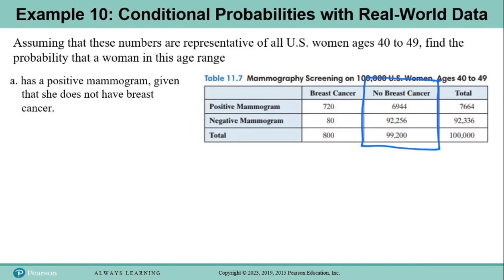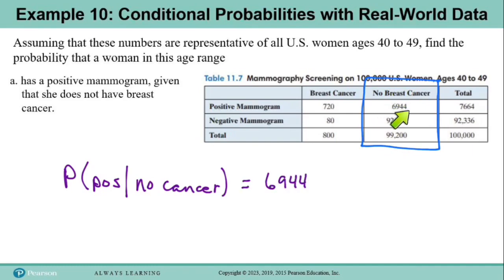So to write it in our conditional probability notation, we would say the probability of having a positive mammogram given that there's no cancer is going to be the number of women who had a positive mammogram from this group, which is just 6,944, divided by the total of those who had no cancer. And the bottom row is the total, so that would be 99,200. When we get a decimal approximation for this, 6,944 divided by 99,200 just happens to come out as a terminating decimal, and it comes out to 0.07.